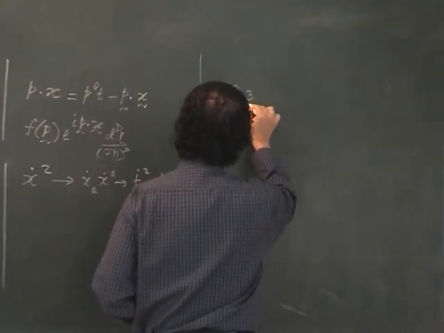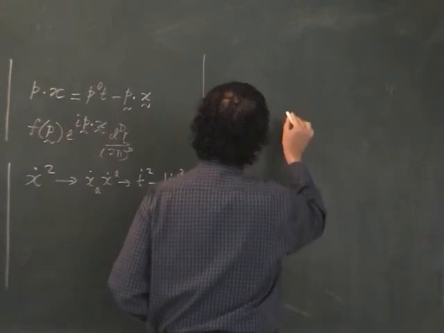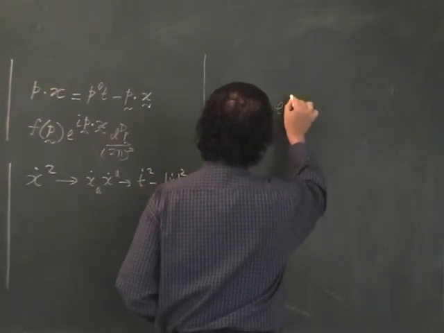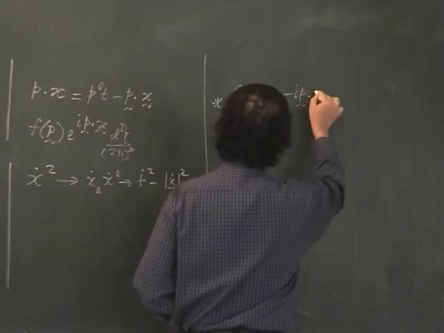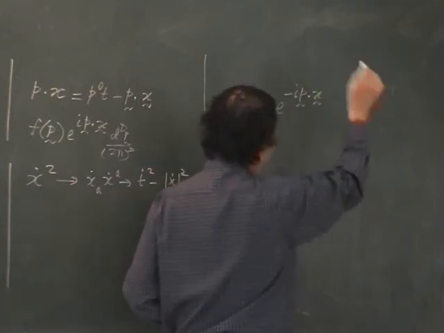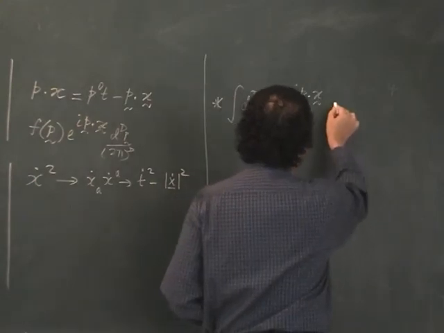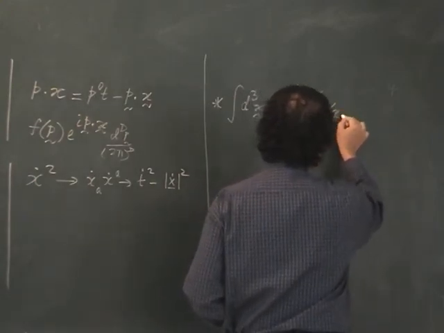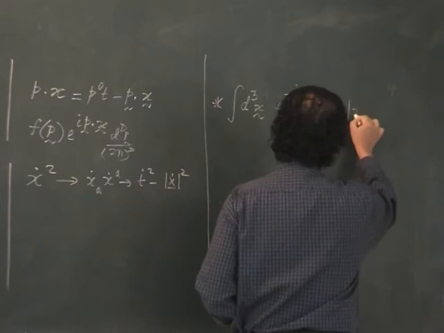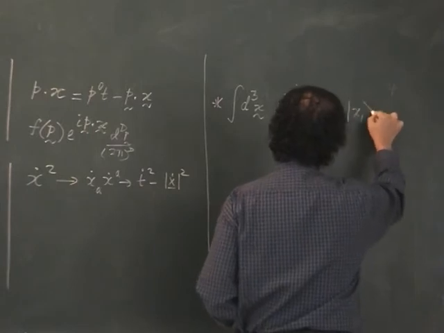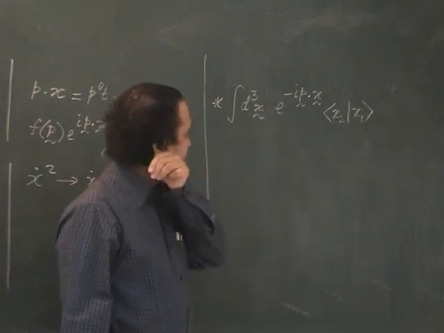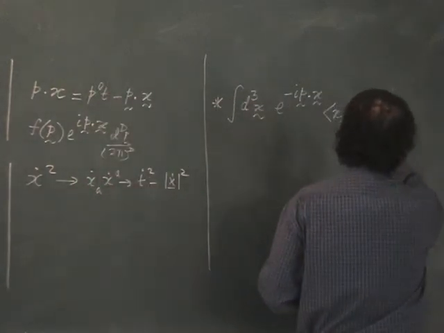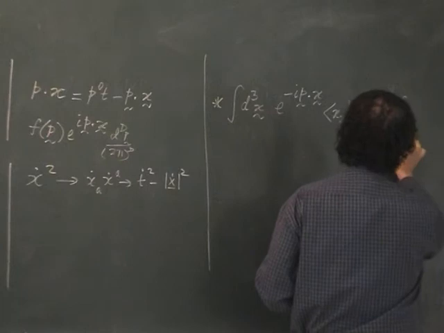So what we want to now do is to do a d3x integration of e to the minus i p dot x, with x2 and x4. Okay. How do we do this? Same thing. You go on substituting for that in an integral form.